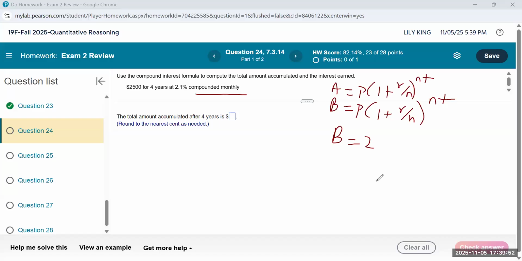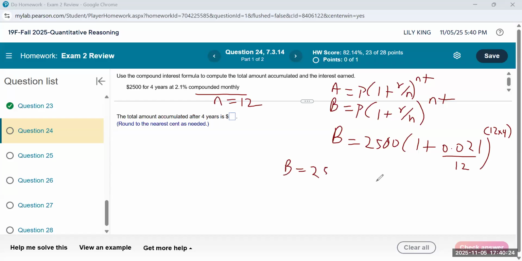So P is $2,500. We have 1 plus, the rate is 2.1%. You have to convert that to a decimal. This is 0.021. Divide that by 12. If you are compounding monthly, you are doing this 12 times in a year. So your n is 12, and the exponent you have 12 times 4. All right, so you can always compute the exponent ahead of time. So we have 2,500, 1 plus 0.021 divided by 12, and then exponent is what, 48.